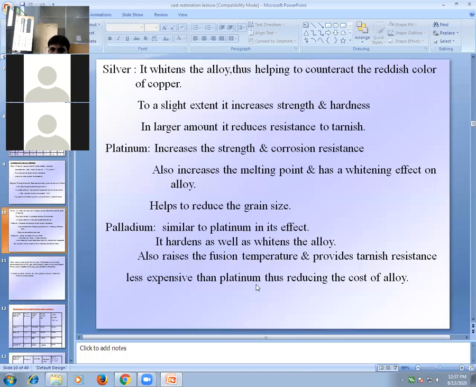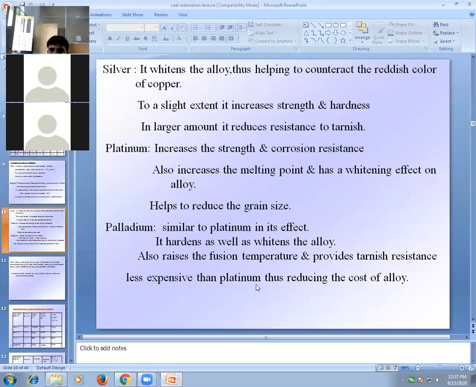The next one is platinum. Platinum is basic for the strength. The alloy strength comes from this platinum. And the second important feature of platinum is its corrosion resistance. Then it also increases the melting point and has a whitening effect on the alloy. We have to increase the melting point of the alloy to some extent to form a homogeneous mixture. So platinum performs the same function. Also, due to the platinum, we can reduce the grain size.